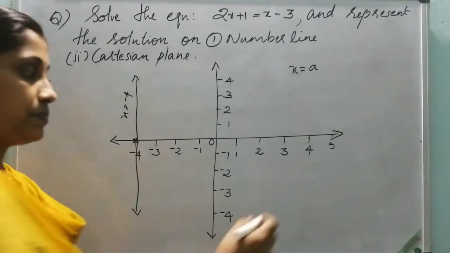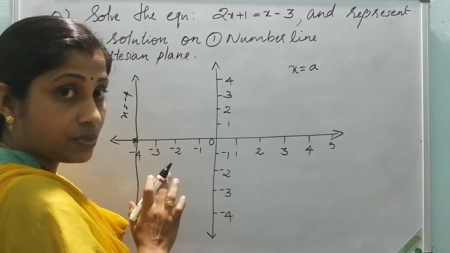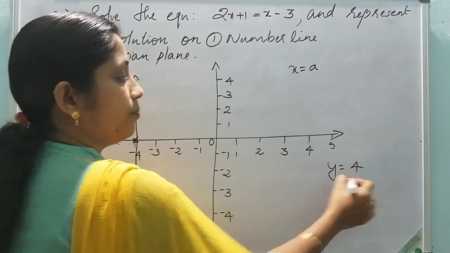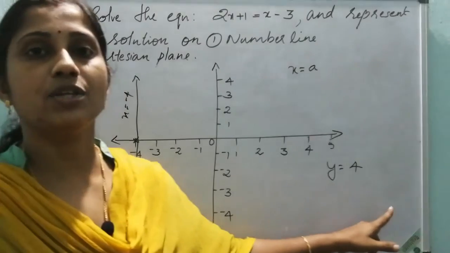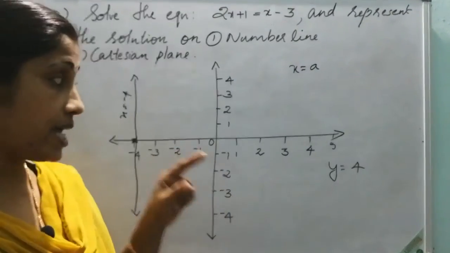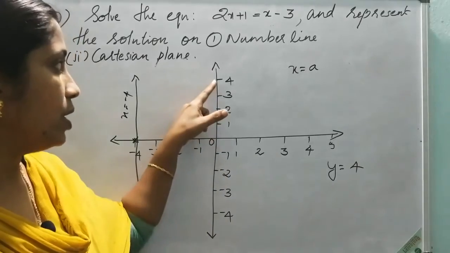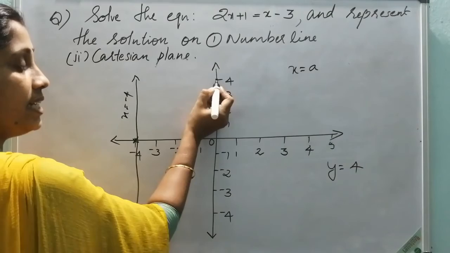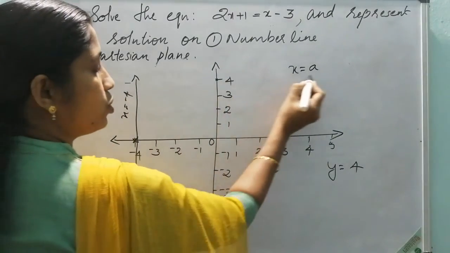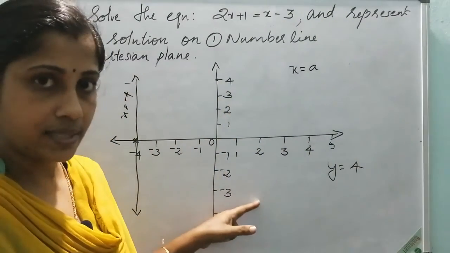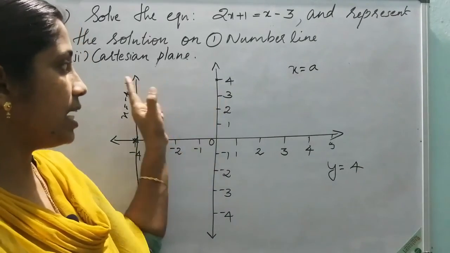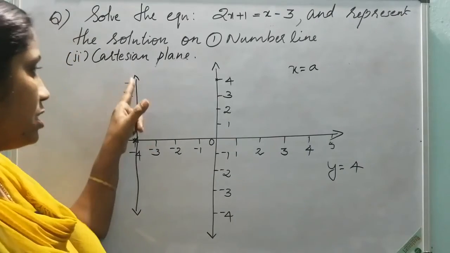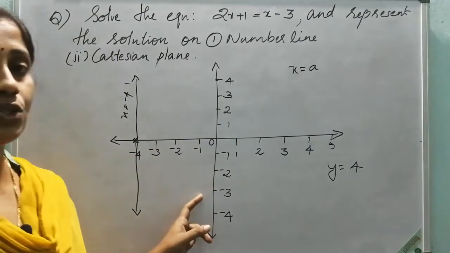Similarly, if it is not in the case of this question, I am saying it generally. If y is equal to 4, we want to mark y is equal to 4 on the Cartesian plane. Where is y equal to 4? This is y is 4. So what you have to do? You have to draw a line here that will be parallel to which axis? X axis. So y is equal to 4 is a line parallel to x axis, and x is equal to 4 or x is equal to minus 4 is a line parallel to y axis.